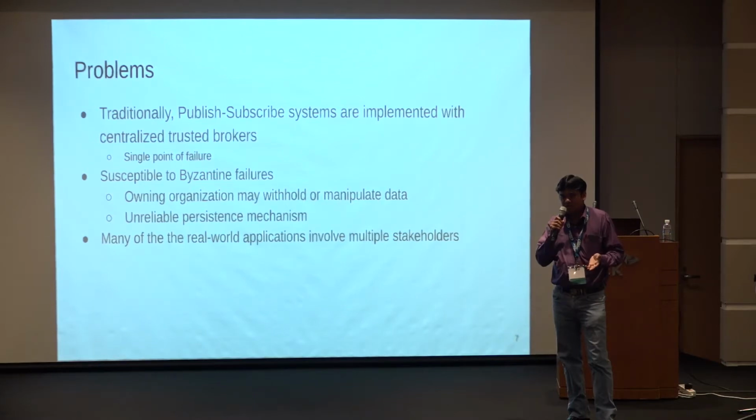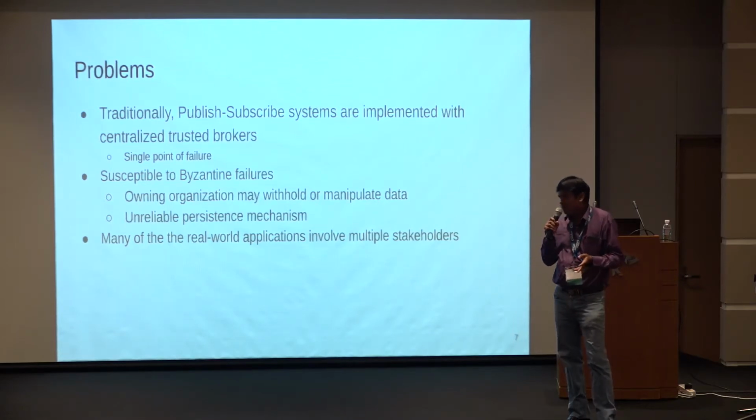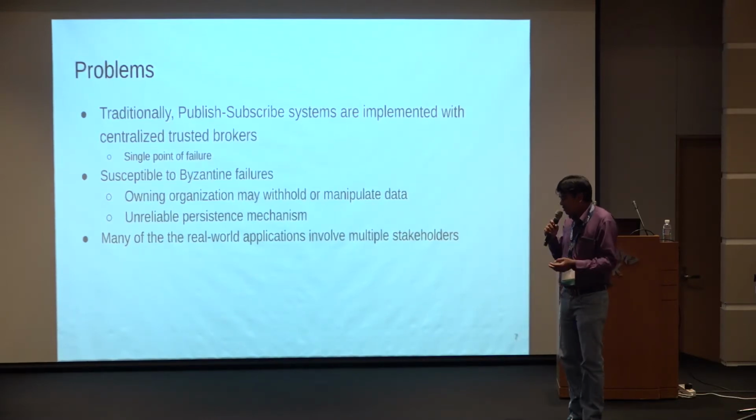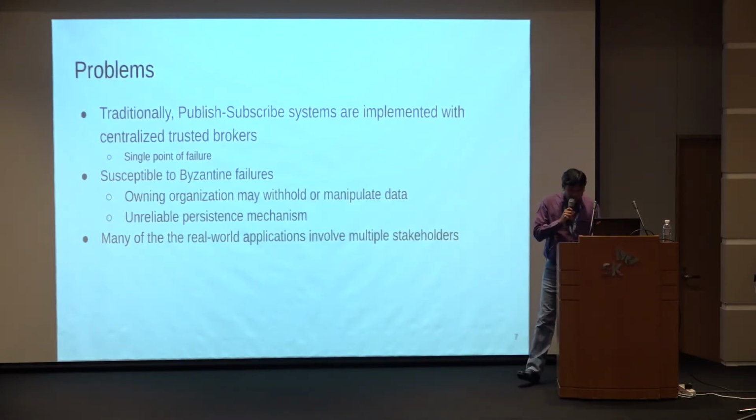The organization that owns and manages the brokers could tamper with the data, or they may manipulate or withhold the data. Therefore, this centralized model is susceptible to Byzantine failures. You cannot completely trust the organization that owns the broker in some application cases. Because of that, we need to come up with a solution that can handle Byzantine behaviors. And also there's no reliable persistence mechanism in our traditional publish-subscribe broker.